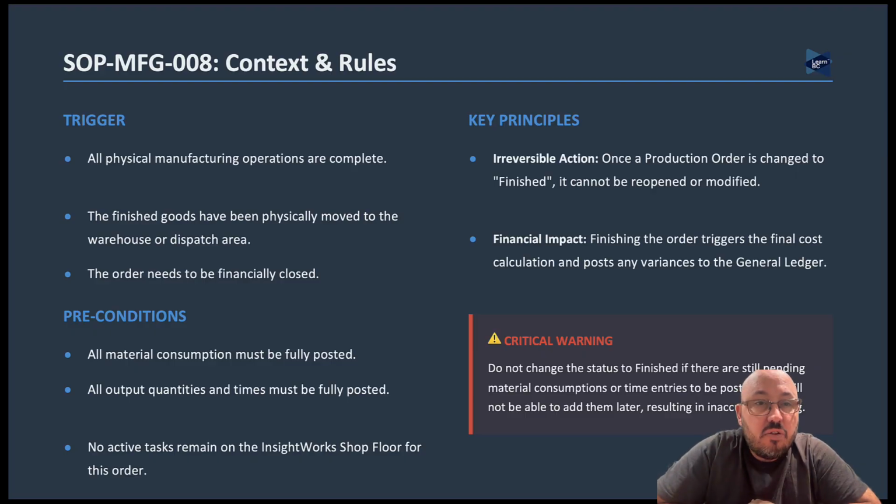So the context and the rules with this is the physical manufacturing operations are complete. The finished goods have been physically moved to the warehouse or dispatch area. The order needs to be financially closed out. So what does that mean?